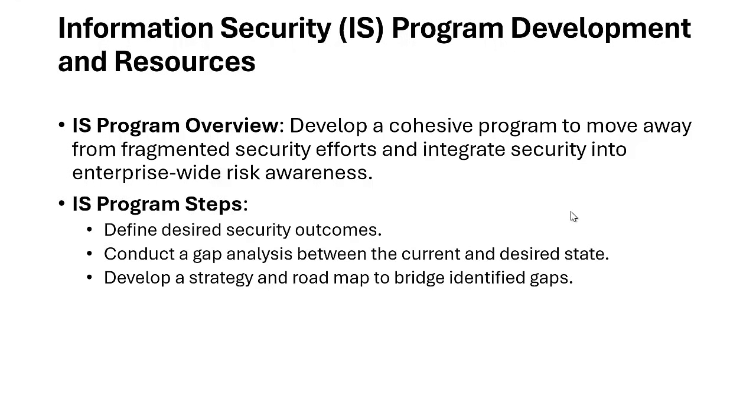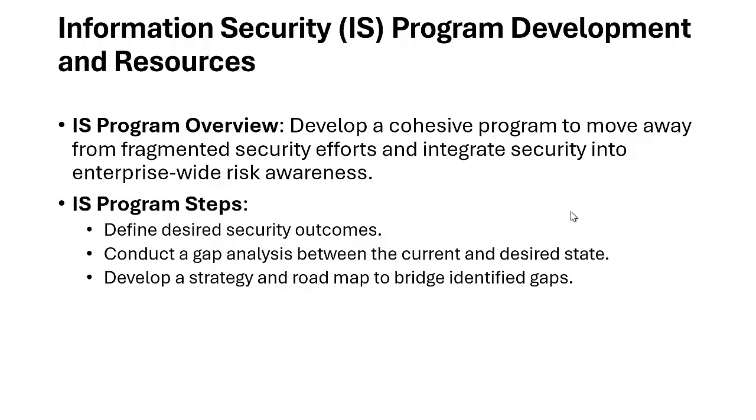So the program steps include defining the desired outcome. Like the outcome is, I want to implement the GDPR controls. I want to implement the ISMS. Then we conduct the gap analysis, and then we develop the strategy. This can be a testable parameter, like when we do gap assessment. So when we define a desired outcome, then we do the gap analysis, and then we develop the strategy and roadmap to bridge the gap.